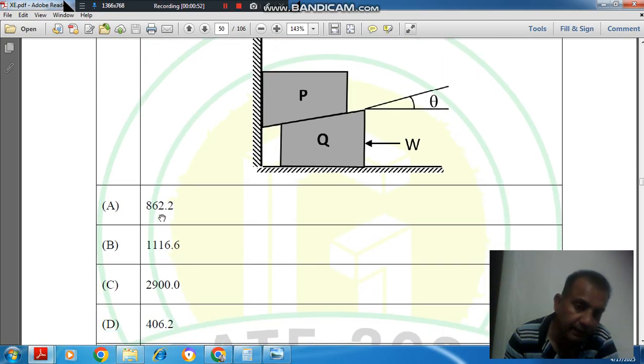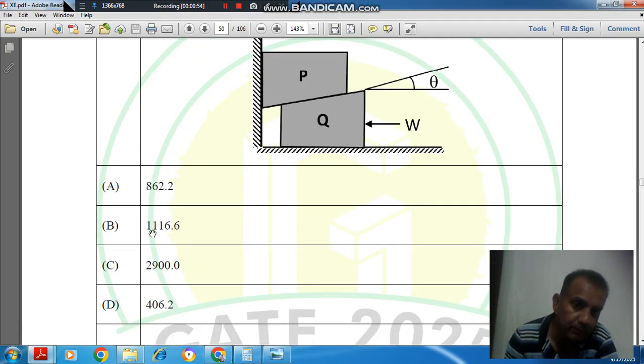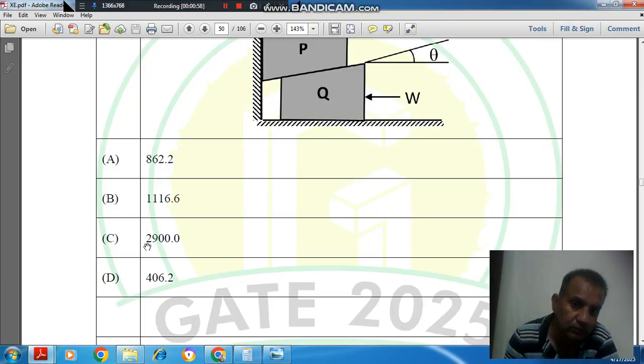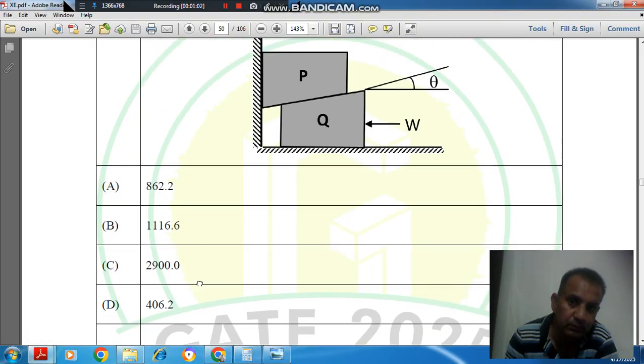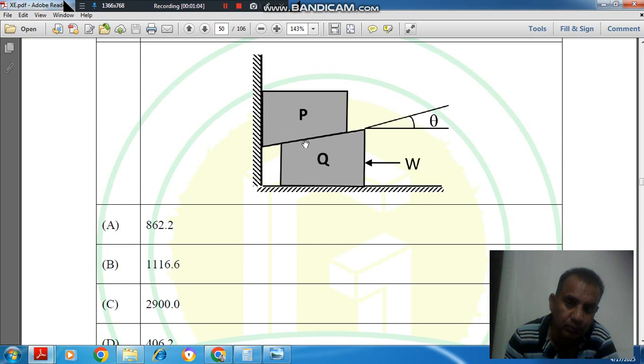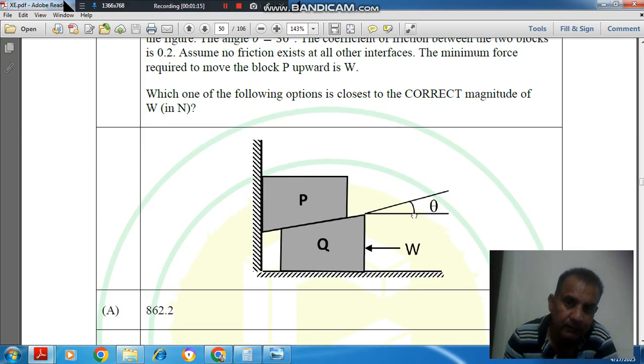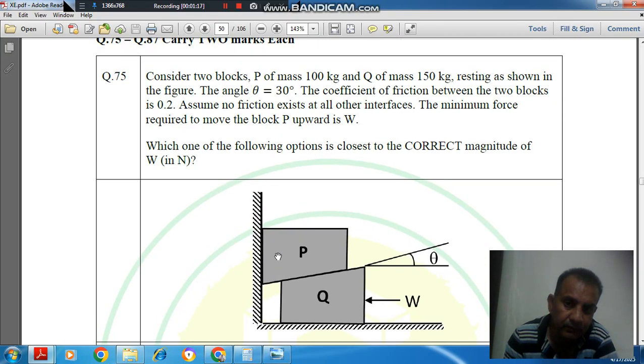Option A 862.2, option B 1116.6, option C 2900.0, option D 406.2. So these are the two blocks P and Q, and there is friction here only, no friction here, no friction there. And W load is applied, and this angle is theta, which is given as 30 degrees. So friction is only here.